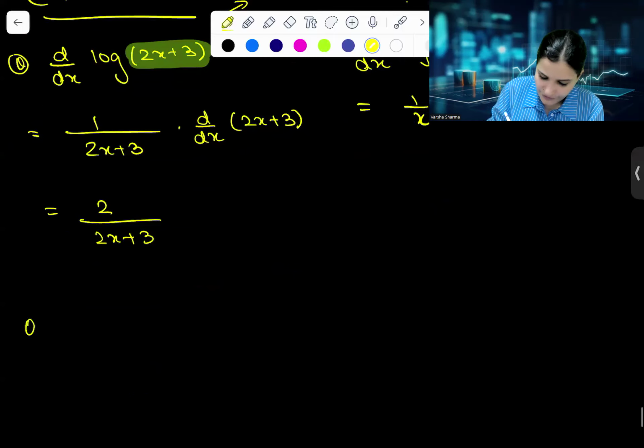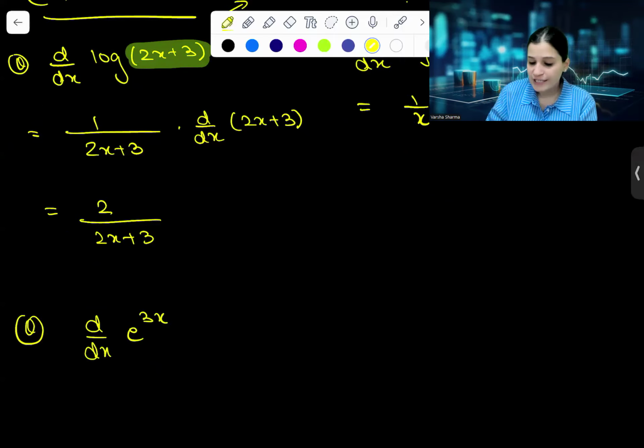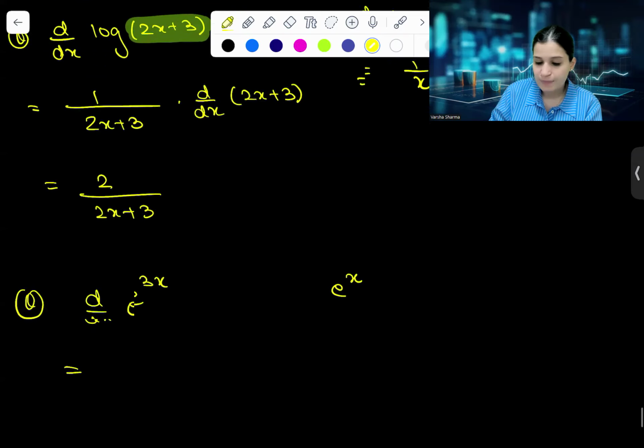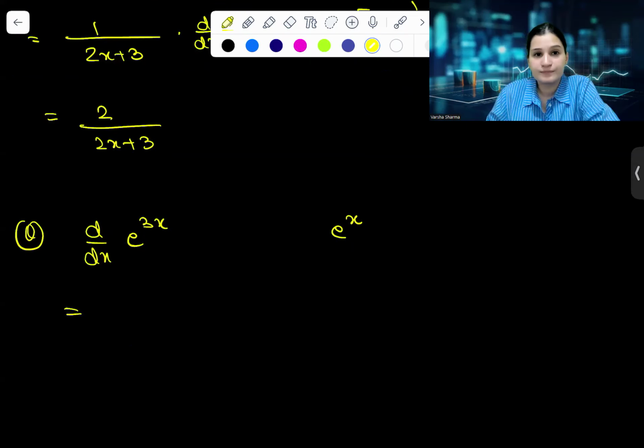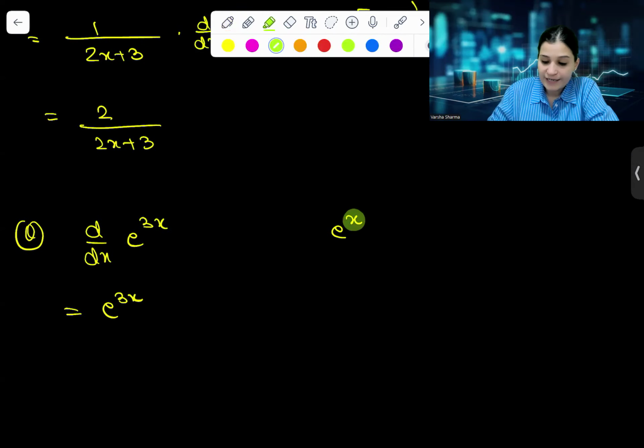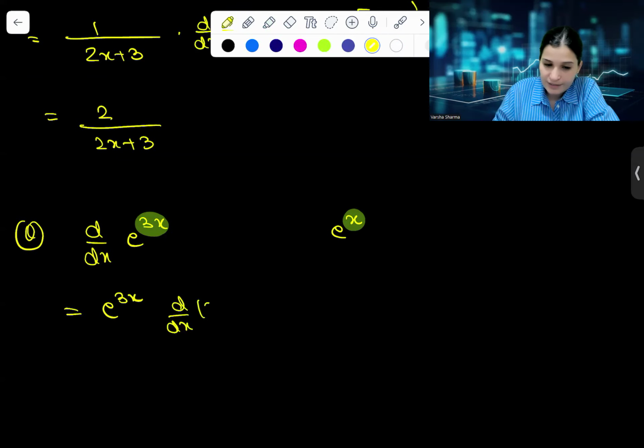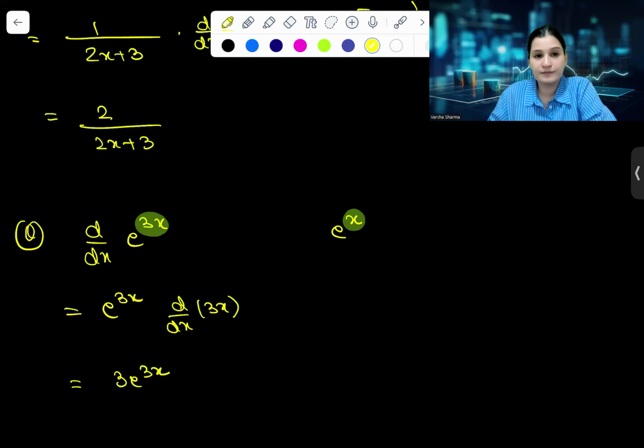Let's continue. If I say differentiation of e power 3x, इसको ट्रीट करेंगे e power x जैसा. What is the differentiation of e power x? e power x. जो सेम रहेगा, पर यहाँ पे भी क्या प्रॉब्लम है? Instead of x, the term is 3x. So the differentiation of this term will be written in the numerator. What is the differentiation of 3x? 3. So 3 e power 3x.